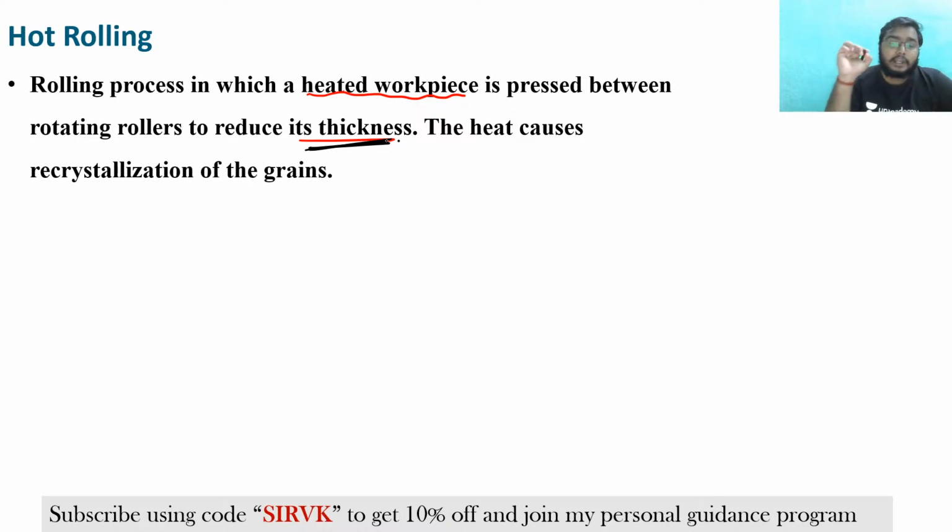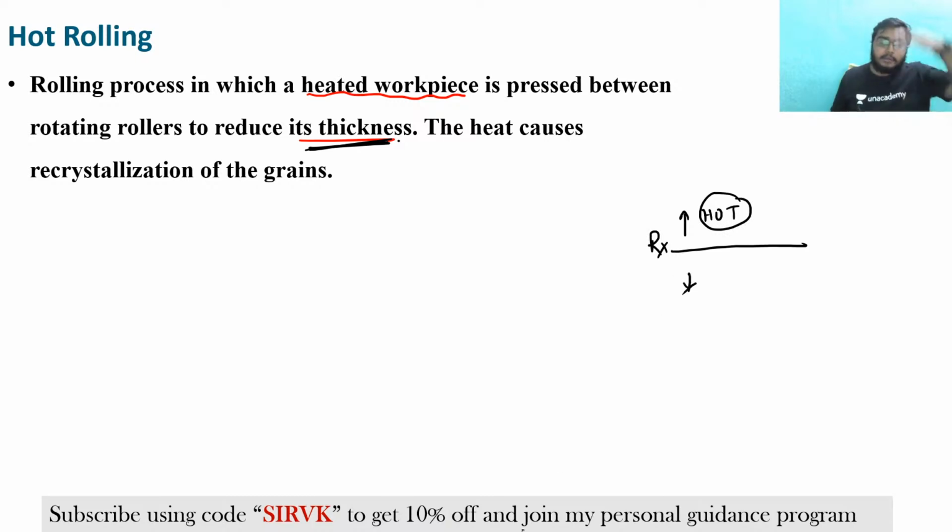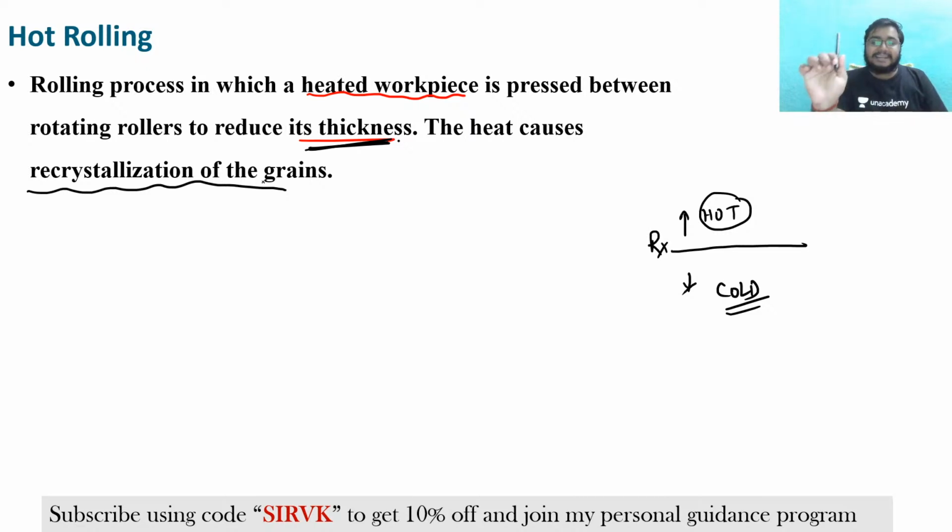And the working we are doing is beyond the recrystallization temperature. When we do it above the recrystallization temperature, that is known as hot working, and when we do it below the recrystallization temperature, that is known as cold working. Fine. The heat causes recrystallization of the grains. I explained in yesterday's class in great detail how recrystallization goes on, what the change in grain structure is, what a fine grain structure means, and what a coarser grain structure means. I hope you are relating those things with today's class. So this is all about hot rolling conditions.